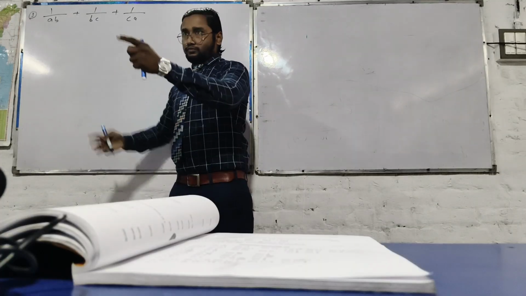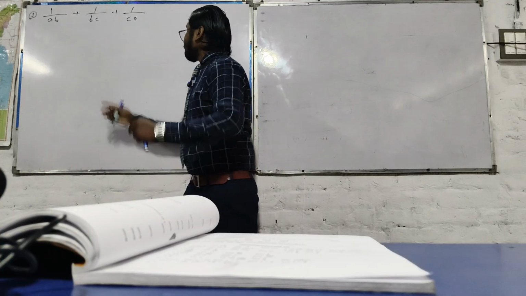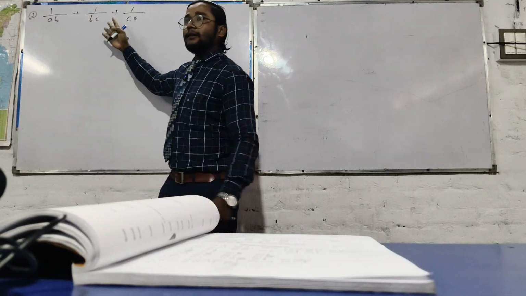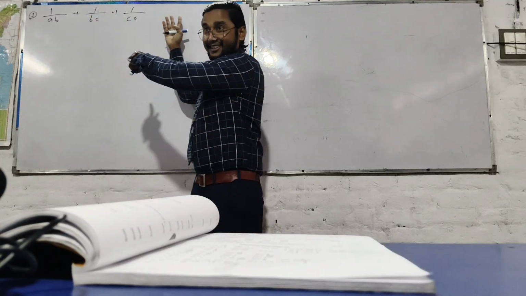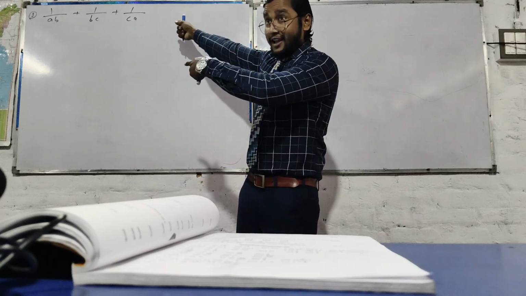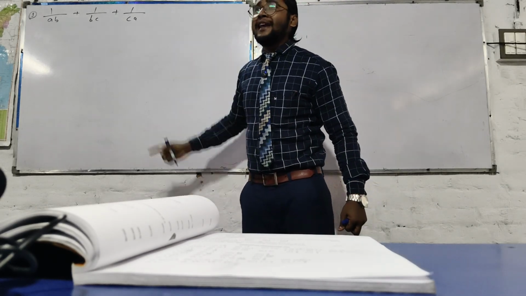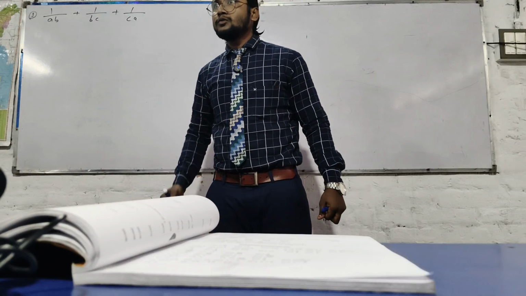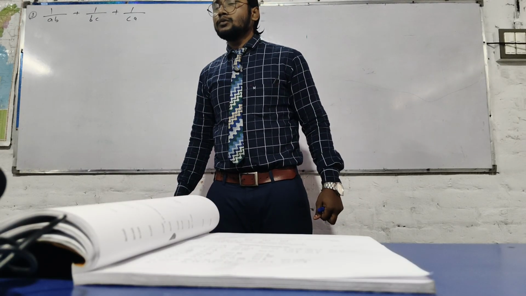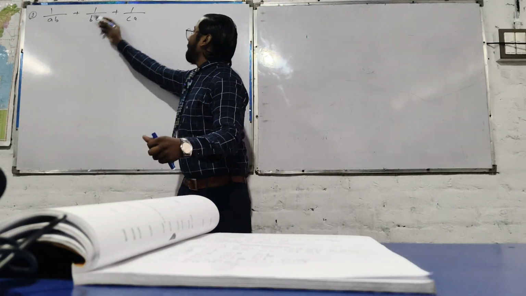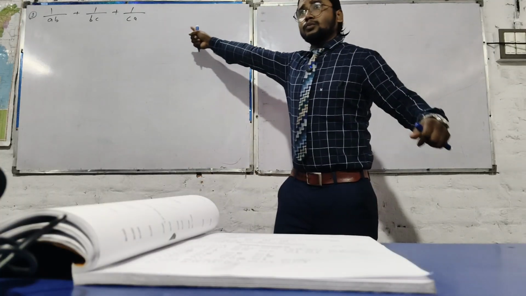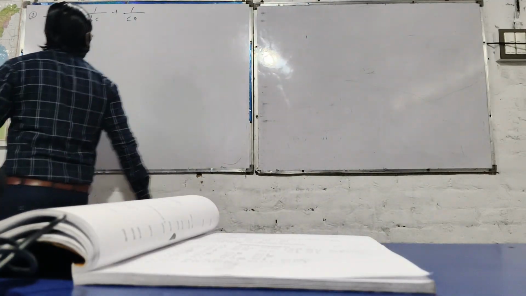Sir, 1 by AB plus 1 by BC plus 1 by... Don't look at me. Hey, look at the board. Why look at me? What is written on my face? Since 1 by AB plus 1 by BC plus 1 by... Why are you looking at me again? 1 by AB plus 1 by BC plus 1 by CA.